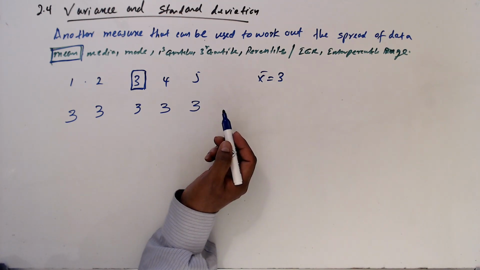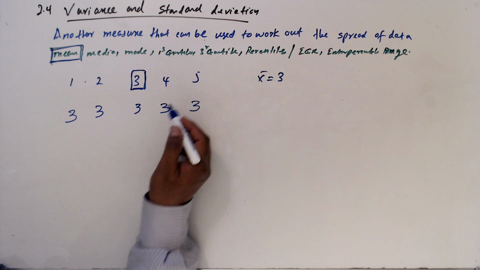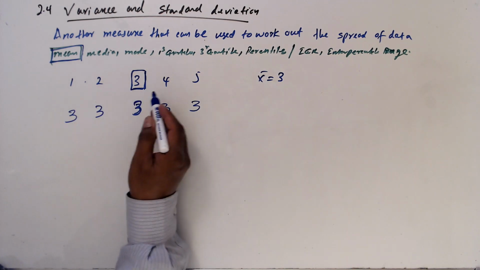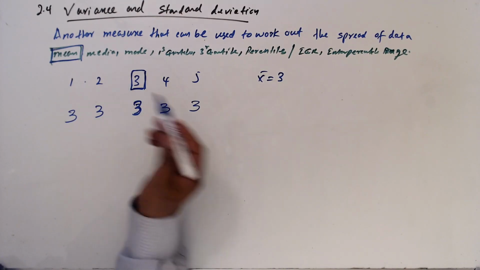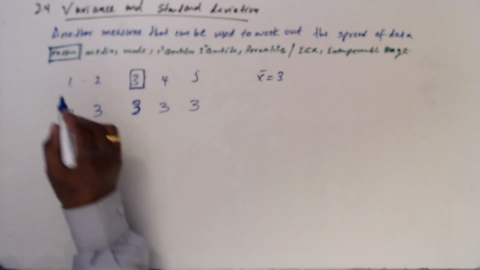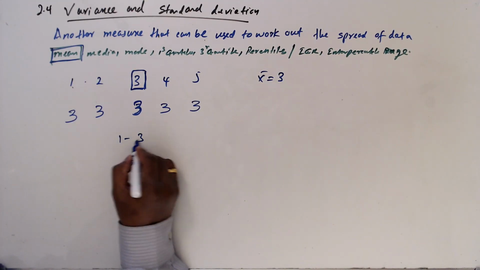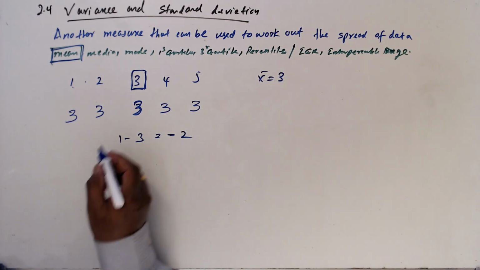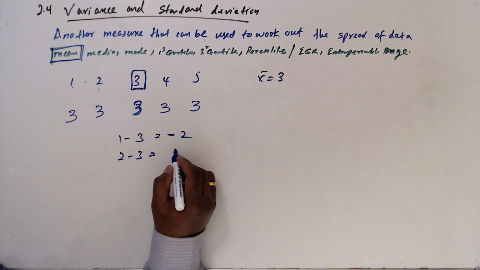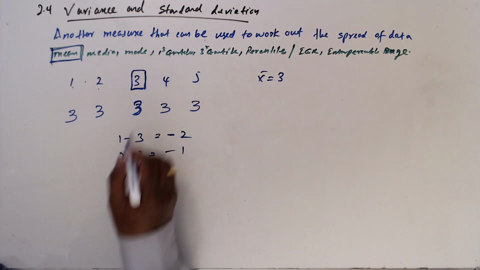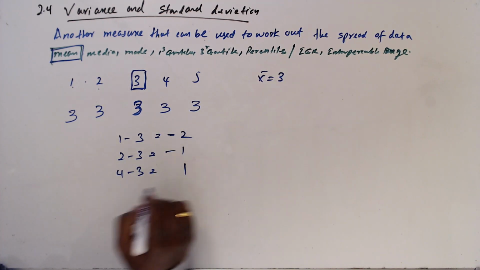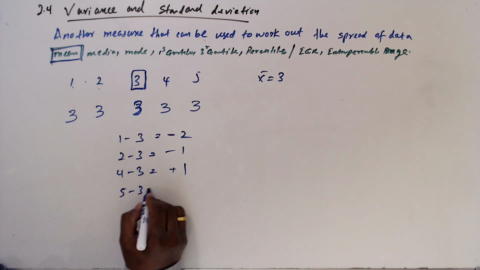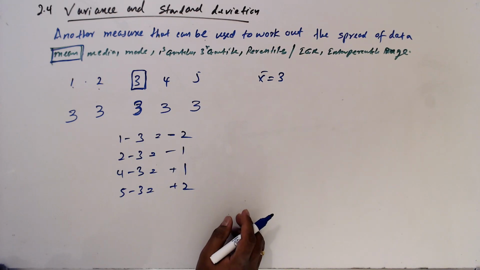So what is the difference? How accurate is this? We want to assess how far the other individuals are from this mean. For example, 1 minus 3 is 2 away from the mean. 2 minus 3 is 1 away from the mean. 4 minus 3 is positive 1 away from the mean. And 5 minus 3 is positive 2 away from the mean.